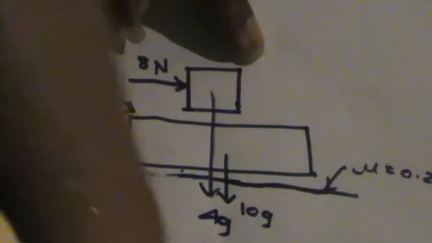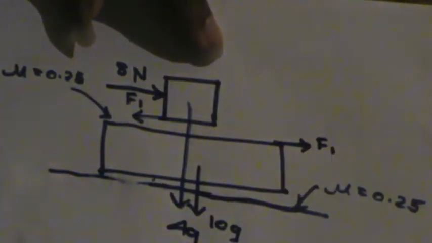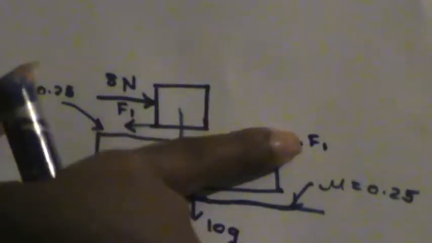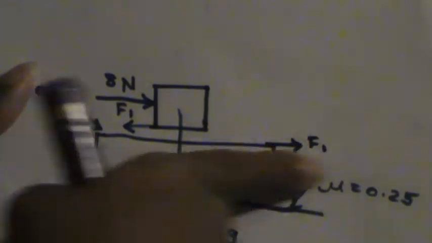Now if a force is applied on this object in this direction, its frictional force will be in this direction. I'll take this as F1. So the frictional force F1 on this object will be in this direction. Now, due to this frictional force, this object tends to move in this direction.